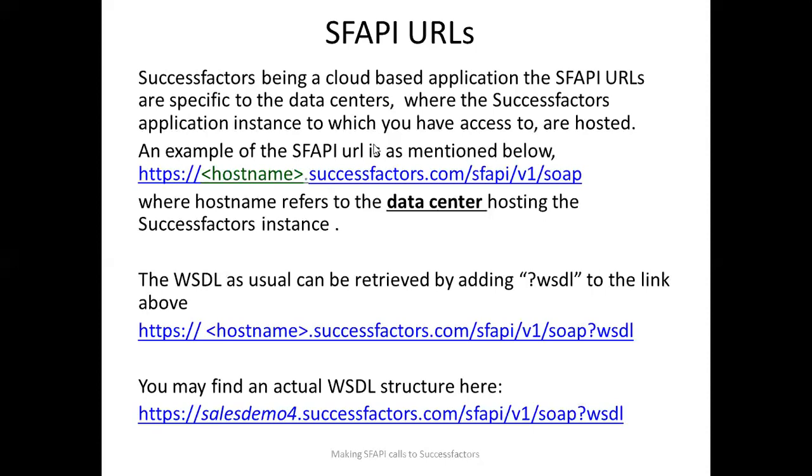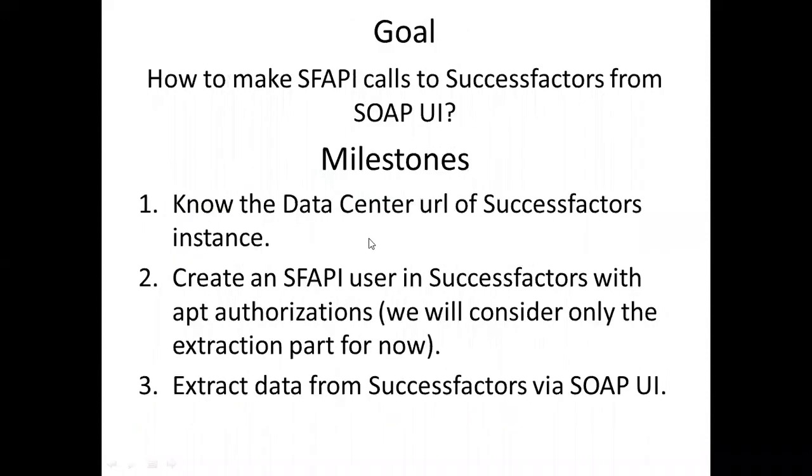Now, the milestones that we saw: first, know the data center URL of the SuccessFactors instance. Now, let's say you have a SuccessFactors instance URL wherein you connect into the UI, log into the various admin modules, do the various activities, go into the talent profiles, etc. So that is the UI part of it, onto which we interact with the SuccessFactors application.